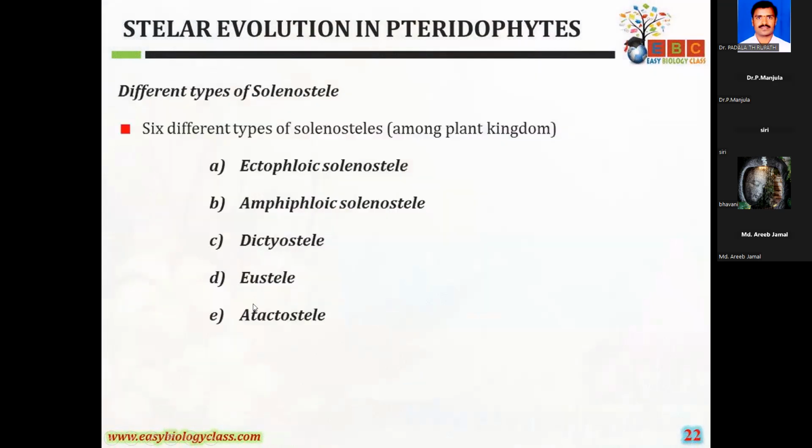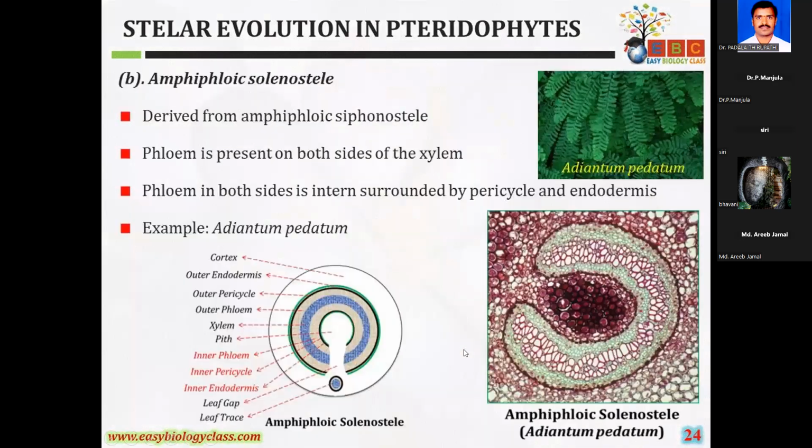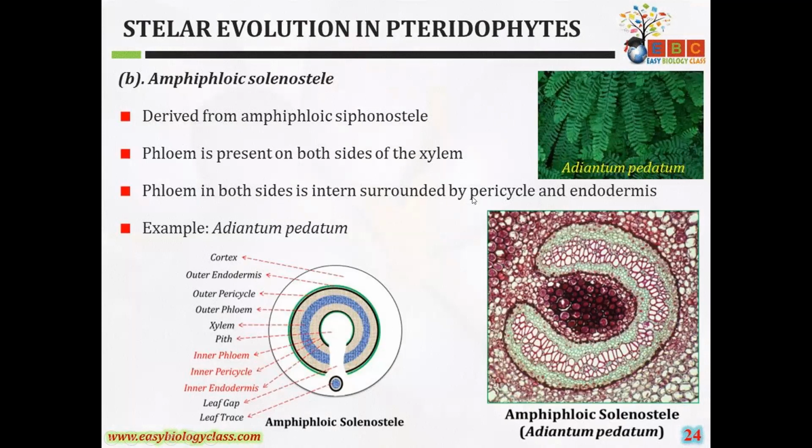Again here also there are different types. Ectophloic solenostele means phloem is present outside and xylem inside. Amphiphloic means on either side of the xylem, phloem is present. Dictyostele, okay, is derived from the ectophloic siphonostele. Here the phloem is present only on the outer side of the xylem. In amphiphloic, phloem is present on both sides of the xylem, and the phloem on both sides is in turn surrounded by the pericycle and endodermis.